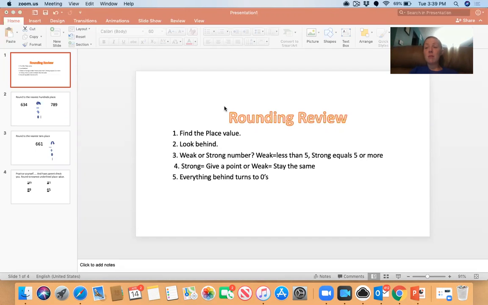If it's weak, that means the number is less than 5. So it's 0, 1, 2, 3, or 4. Anything less than 5, so 0 through 4. It's strong if it's 5 or bigger. So if the number is 5, 6, 7, 8, 9, and then 10 starts over. So if it's 5 through 9, that means it's a strong number.